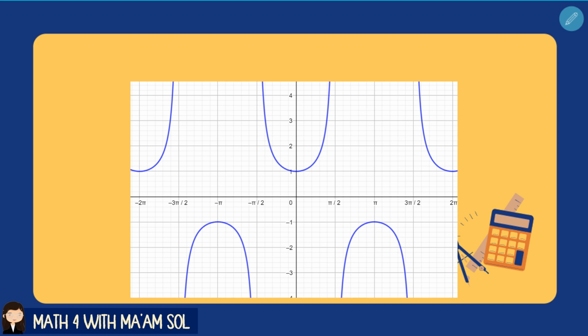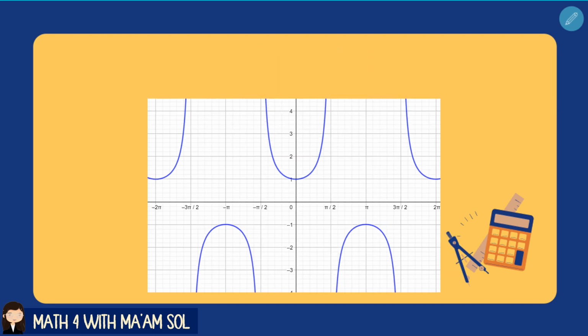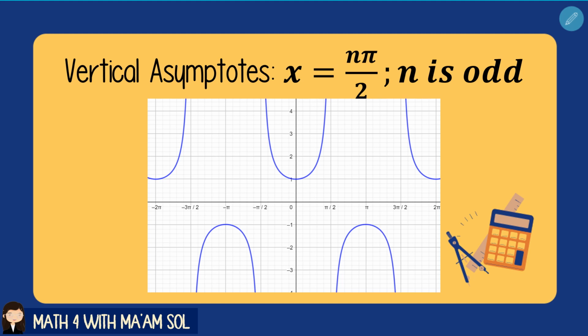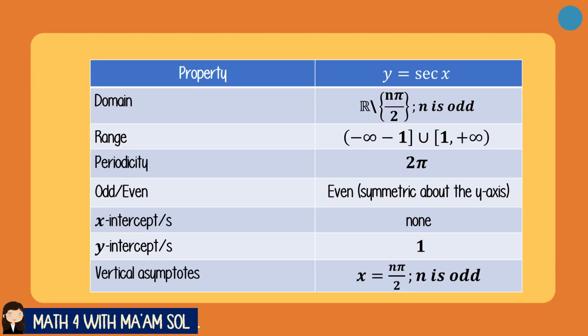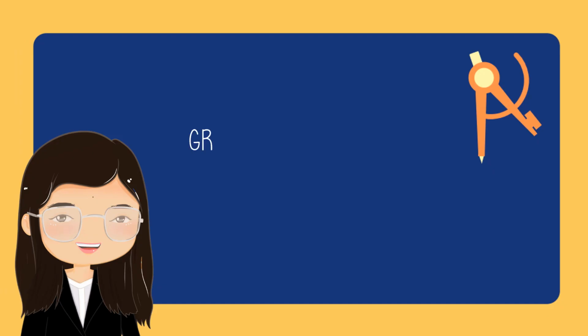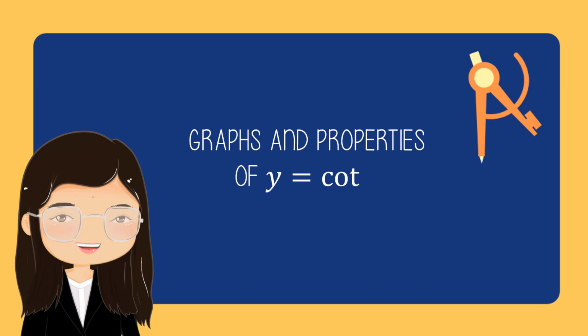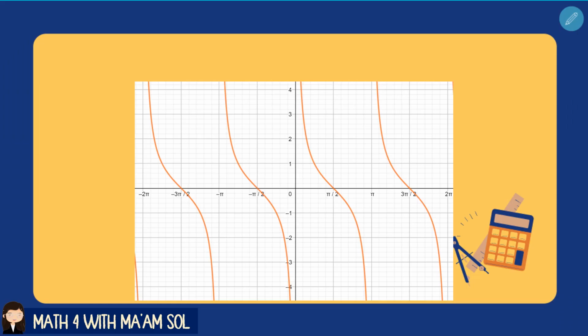Similar to the cosecant function, the secant function has no x-intercepts. However, unlike the cosecant function, the secant function has a y-intercept, which is 1. It also has vertical asymptotes, which are lines that come in the form x equals n pi over 2, where n is odd. We also summarize the properties of the graph of the secant function for your reference. Last among the functions that we are going to examine today is the cotangent function. We also plot its graph and examine its properties.